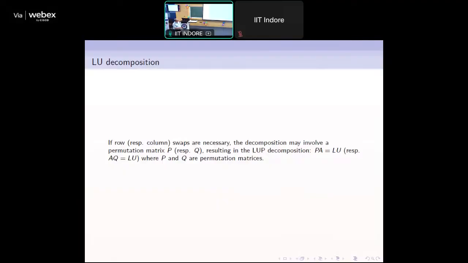Sometimes we cannot obtain the LU decomposition directly. We will need permutation matrices. It means that during Gauss elimination, we will need to exchange some rows and columns. Then here there will be some permutation matrices.